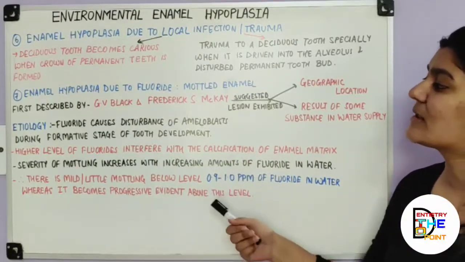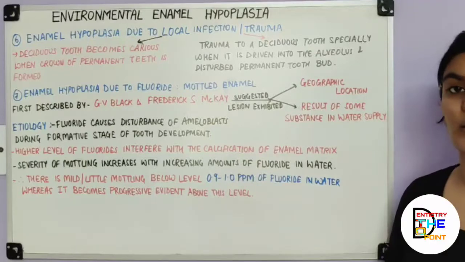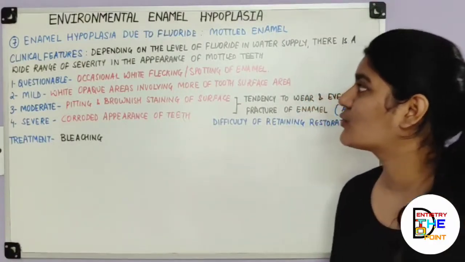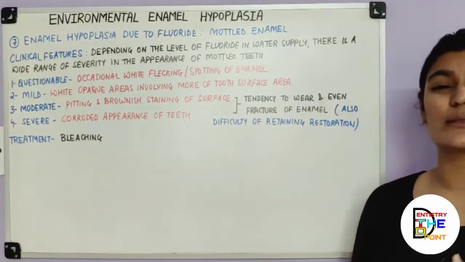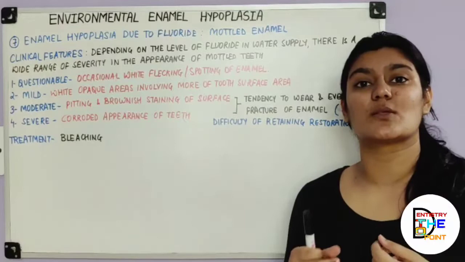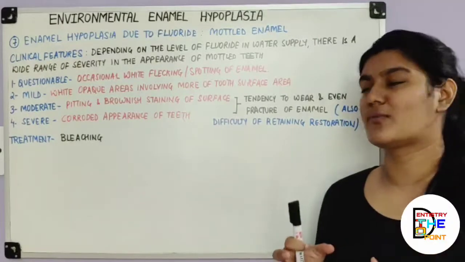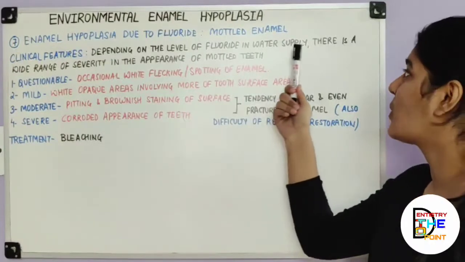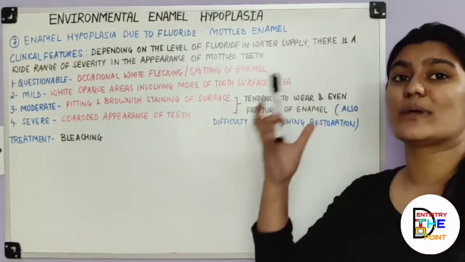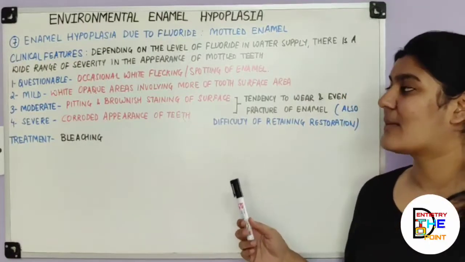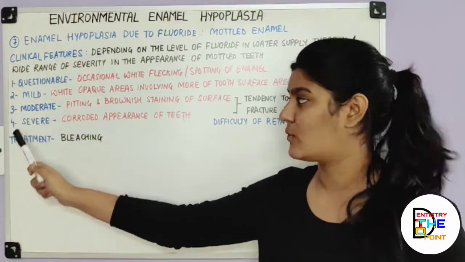So let's see the clinical features of mottled enamel, that is, enamel hypoplasia due to fluoride. The meaning of the word mottled is nothing but the appearance of spots, or smears of color. The clinical features depend on the level of fluoride in the water supply, and there is a wide range of severity in the appearance. For example, they are graded as 1, 2, 3, 4.